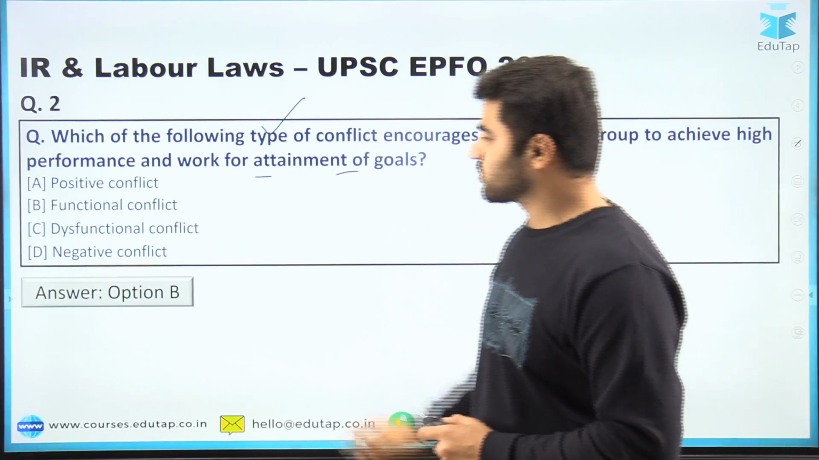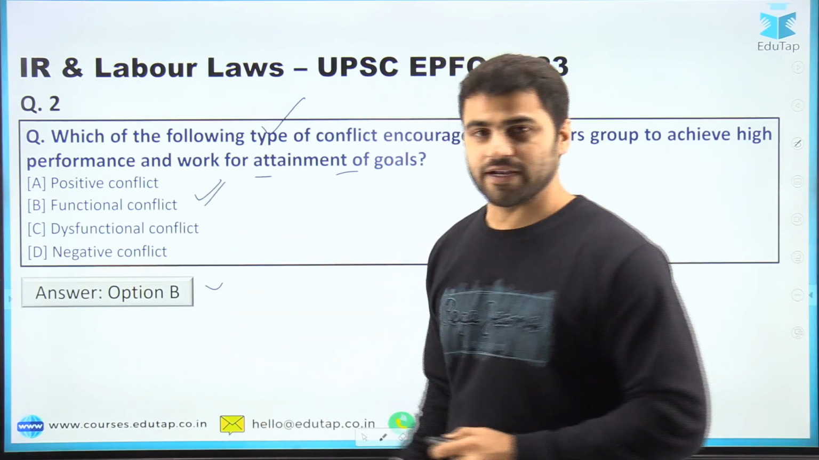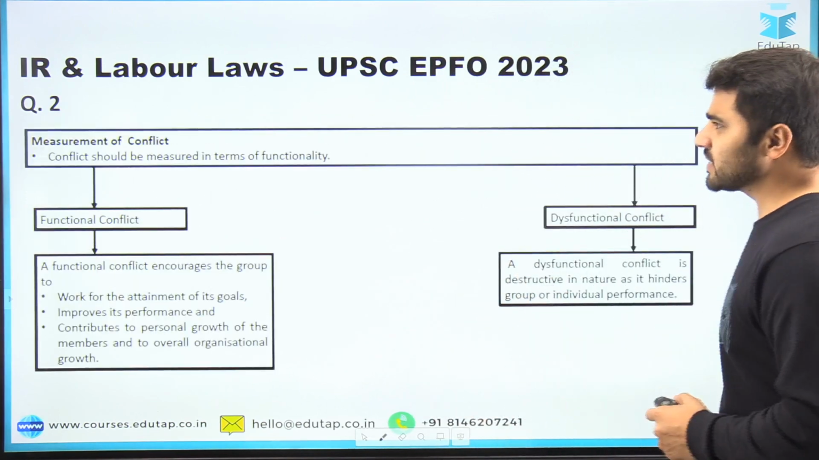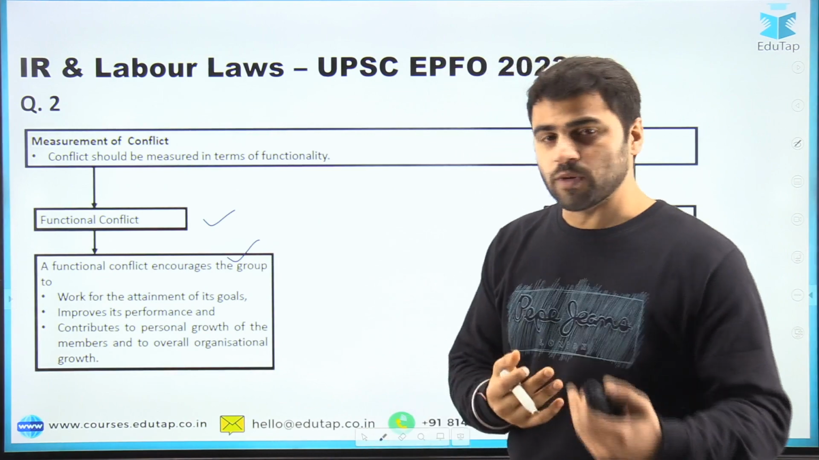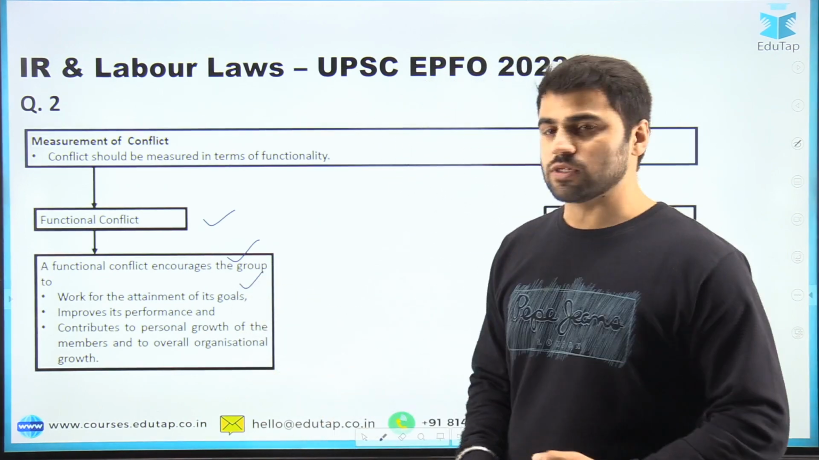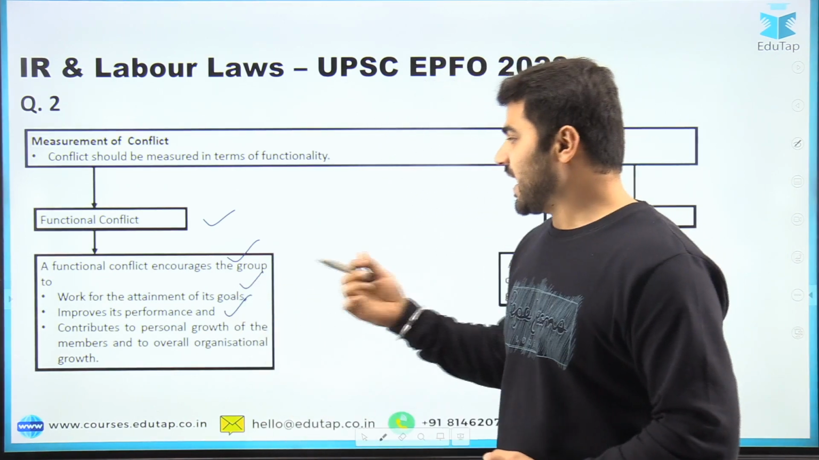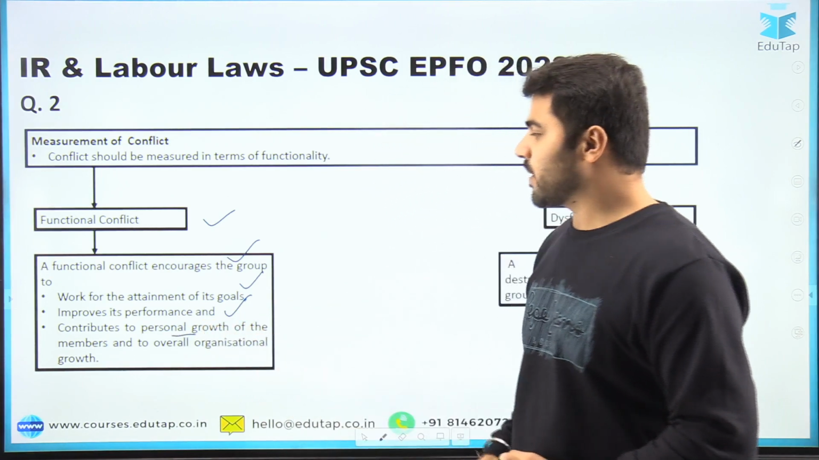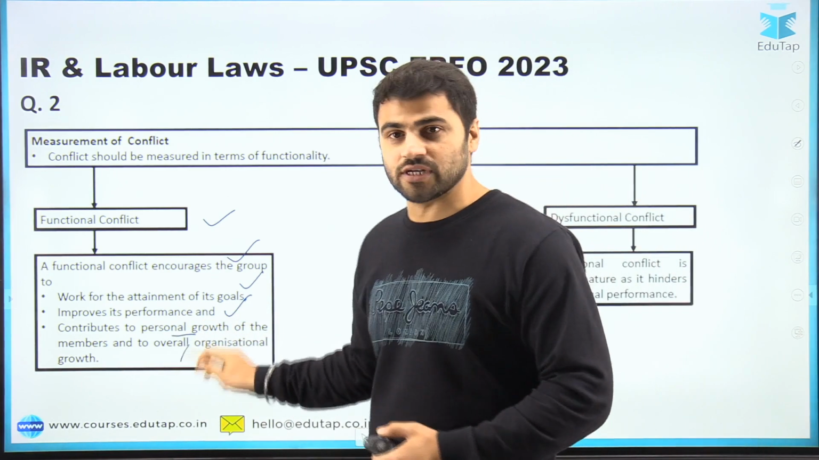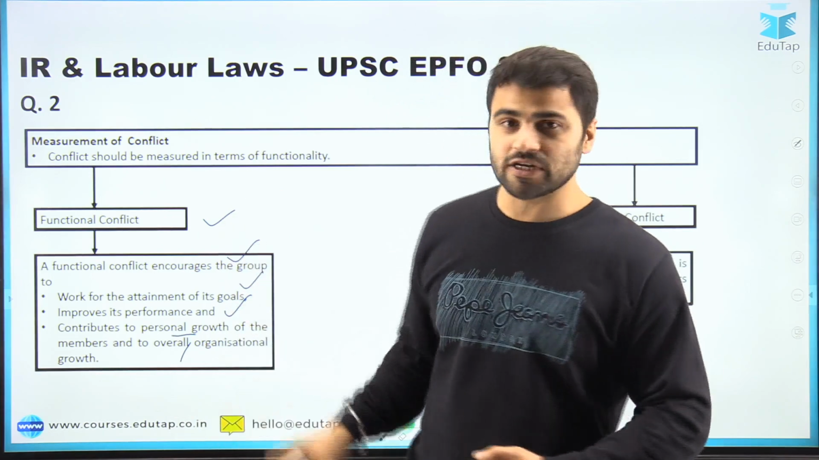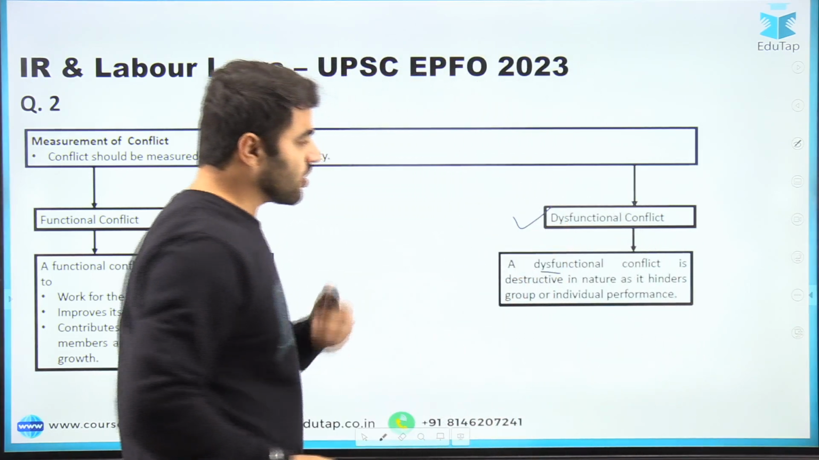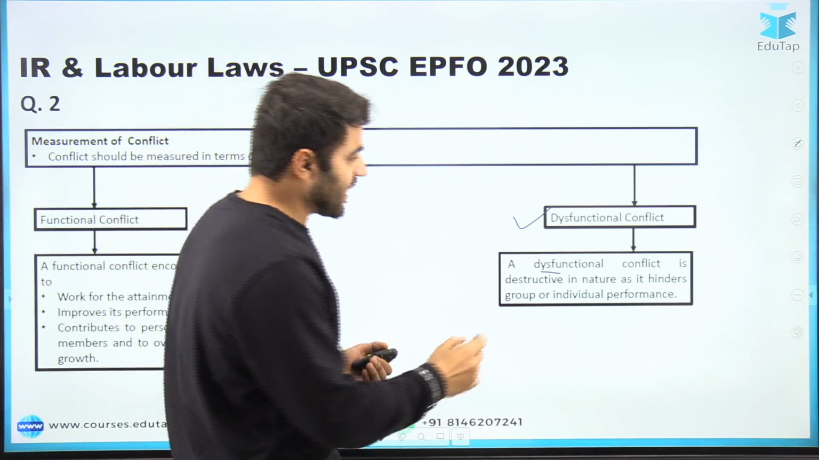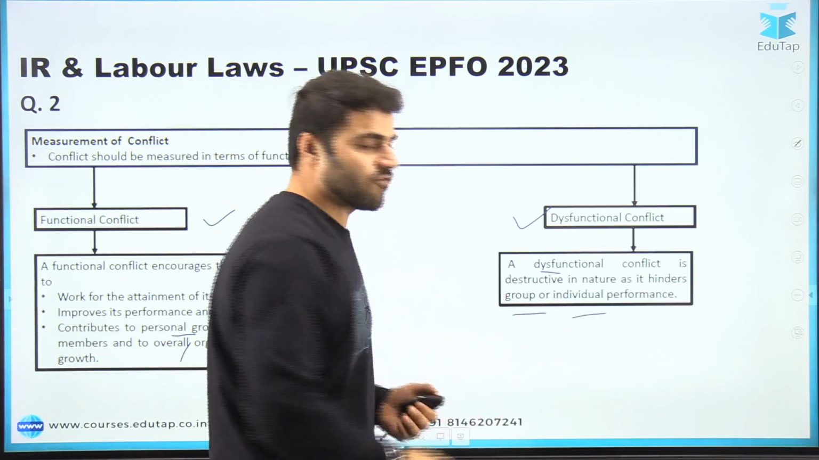The right answer is option B, that is, functional conflict. A functional conflict encourages the group to work for the attainment of its goals, improves its performance, and contributes to the personal growth of the members and to overall organizational growth. This is about functional conflict. If I talk about dysfunctional conflict, it is destructive in nature as it hinders group or individual performance.